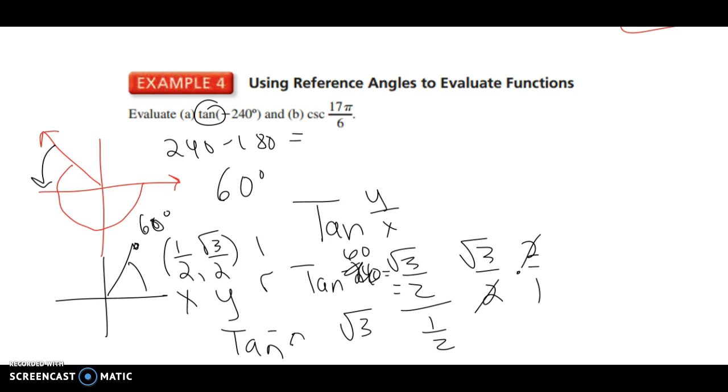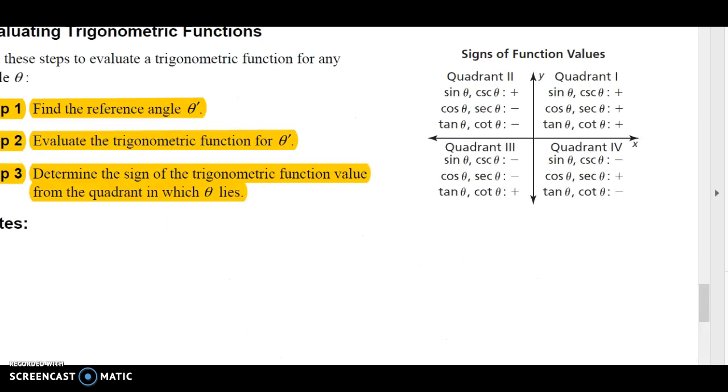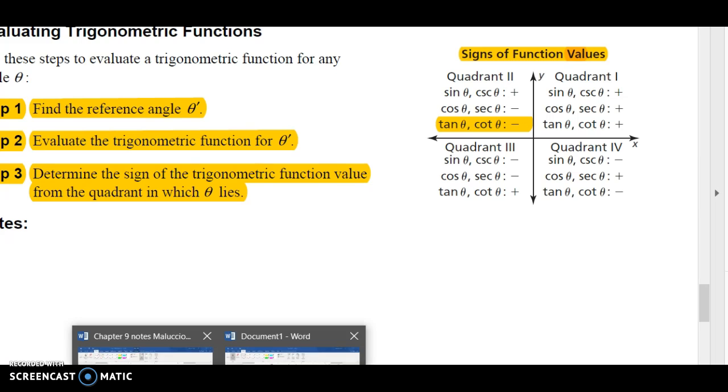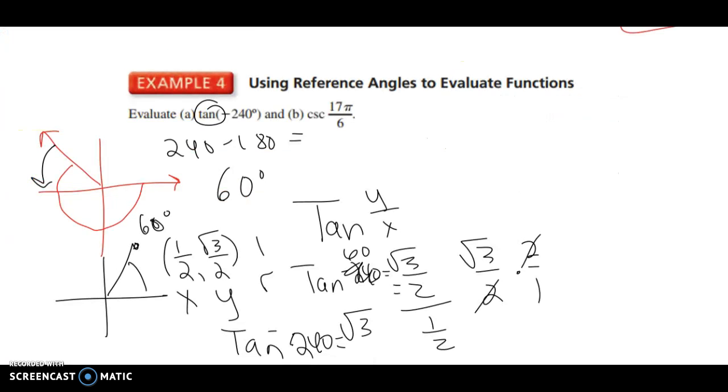But the tangent of negative 240, you may need to change the sign. So what you need to do is refer to your sign for function values here. Okay, and we fell in quadrant 2, and you can see tangent in quadrant 2 and cotangent are both negative. So you need to finalize your answer by making it negative. So the tangent of negative 240 degrees is negative radical 3. Notice we never picked up a calculator to do this, so I do not want decimal answers.